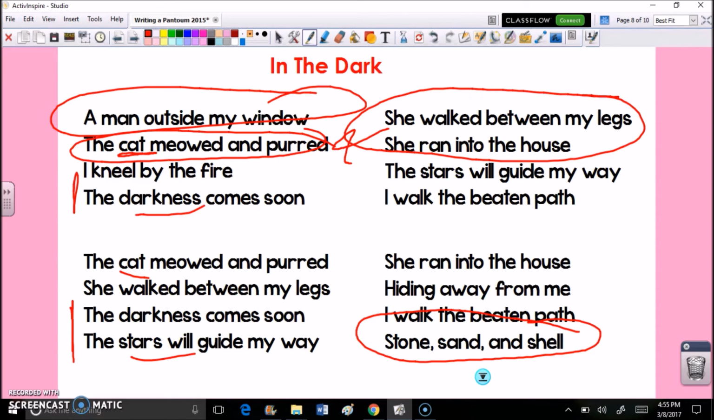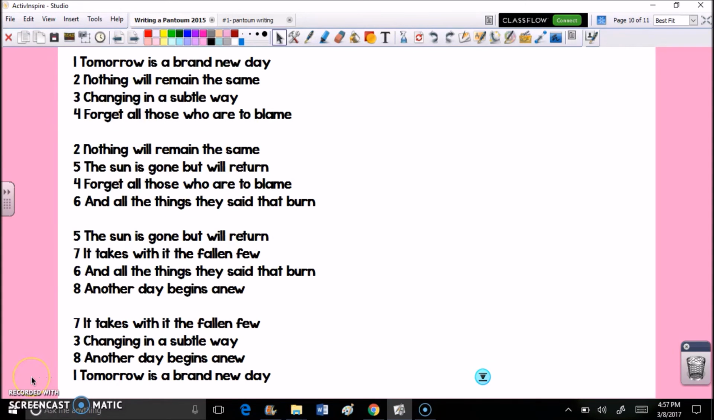Again, this is one of the hardest parts. Really think about what you want to convey and how the lines are going to connect to each other. They can't just be random nonsense, or else you get a poem like this. All right, here's one more short one.